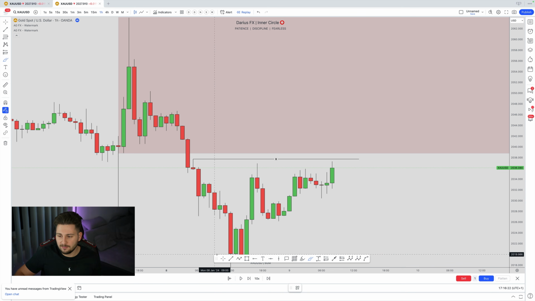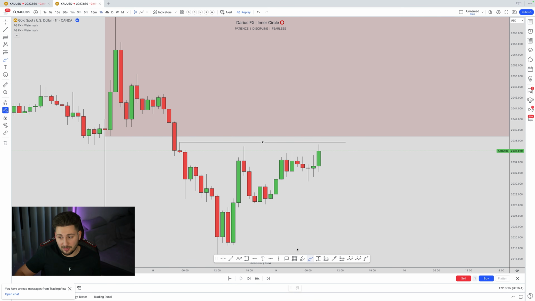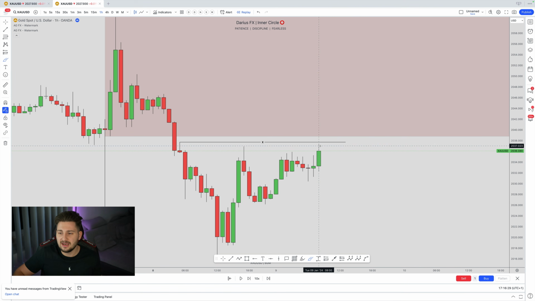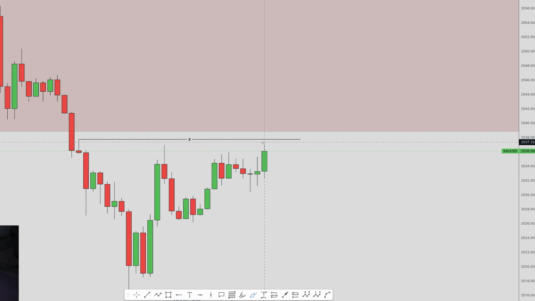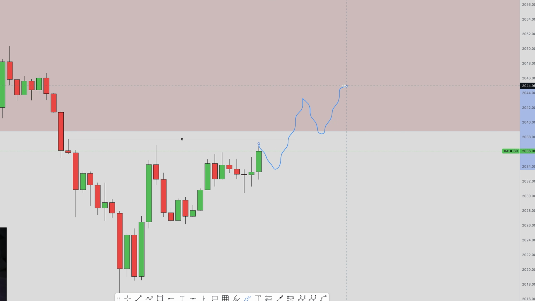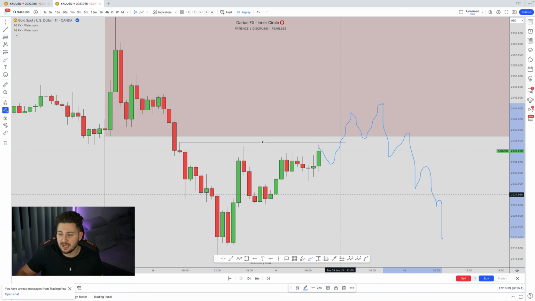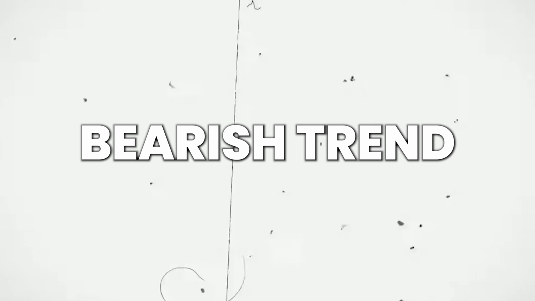And overall, from my point of view, it looks like we just established a bullish market. And until we push into the supply area, I'm still expecting price to continue moving up higher like this, and then potentially from there reversing and continuing with the bearish trend.